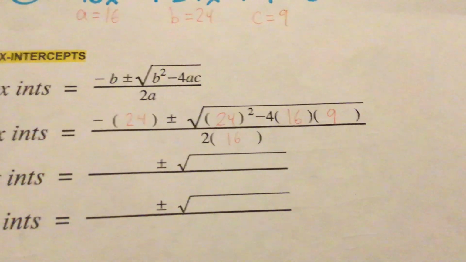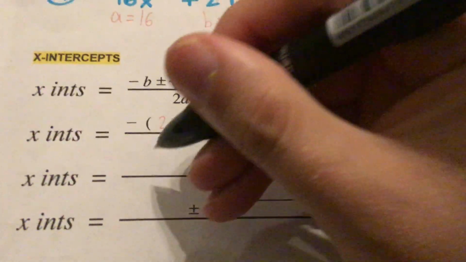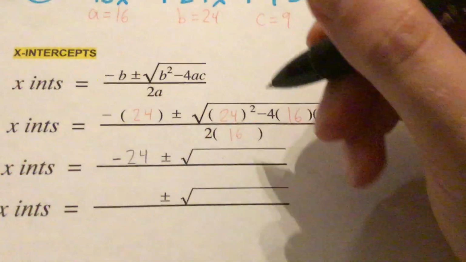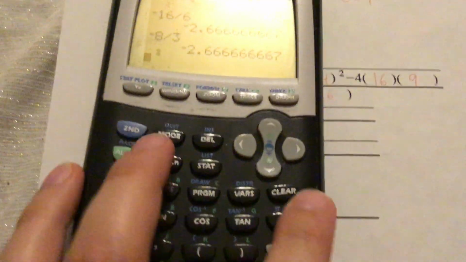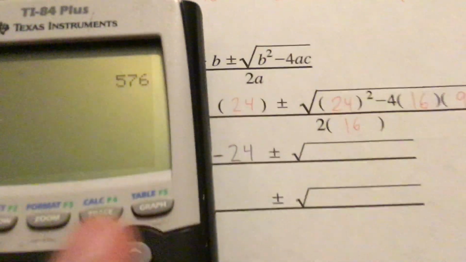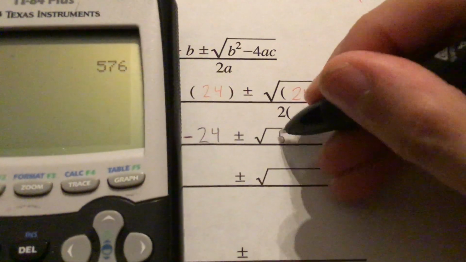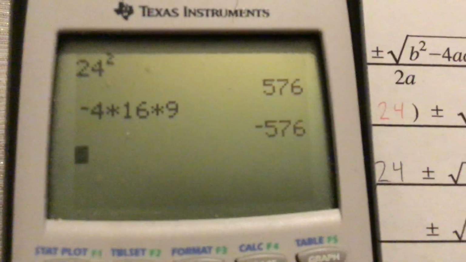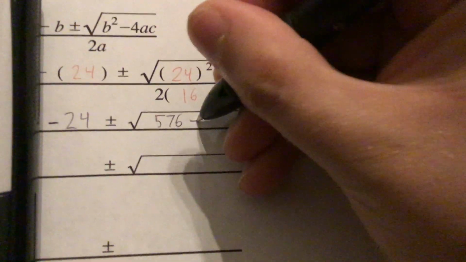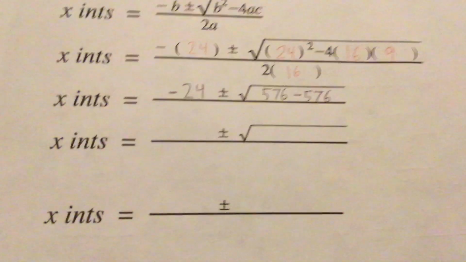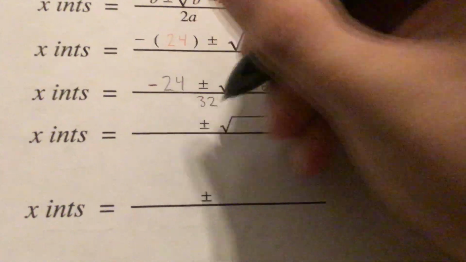So I'm definitely going to need a calculator for this, I'm not going to lie. So now we've got negative 24. Okay, nothing to clean up, just the negative number in front. Plus or minus 24 squared. So let's figure out what 24 squared is. 24 squared is 576. Negative 4 times 16 times 9. Ooh, this is different. This is different. All that over 2 times 16, which is 32.